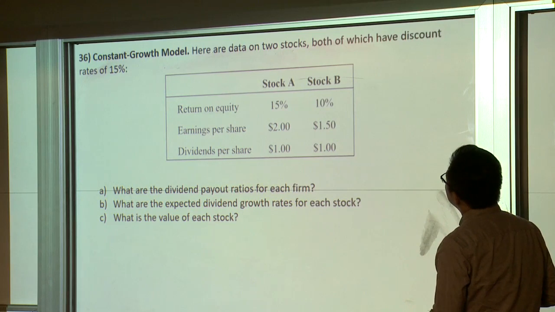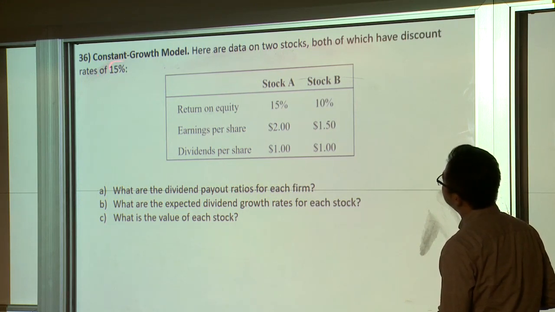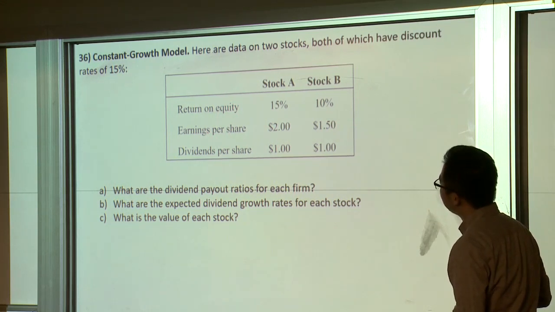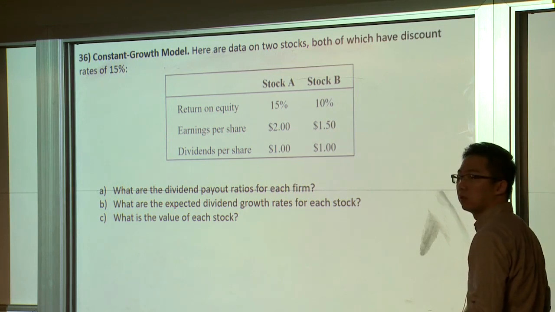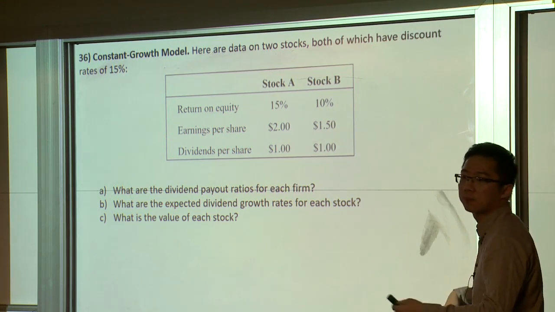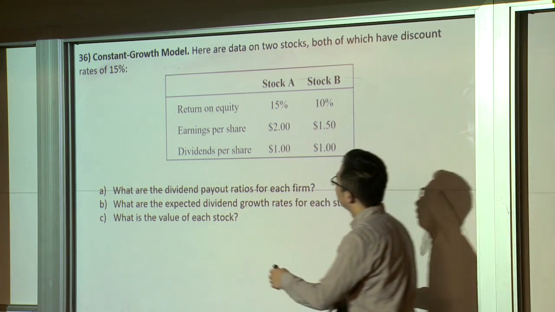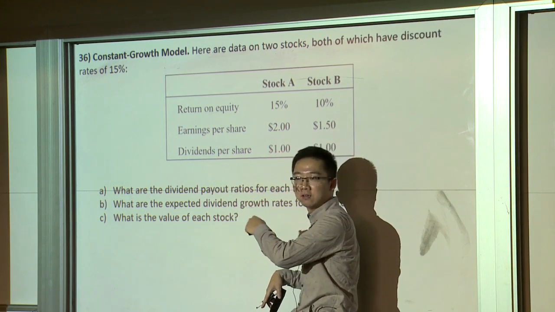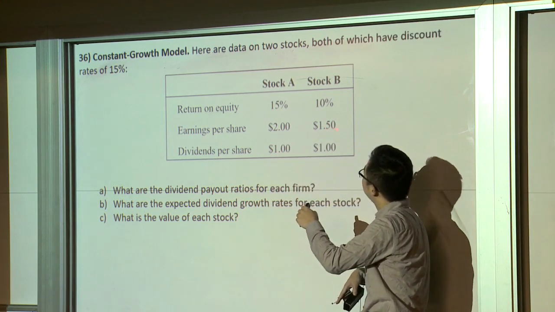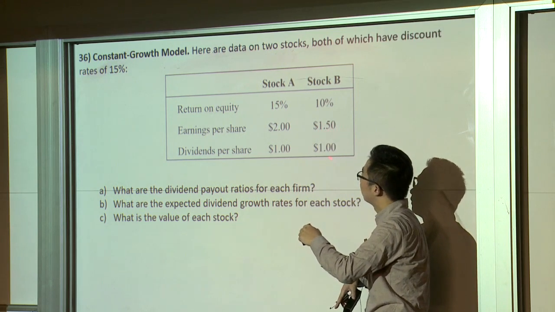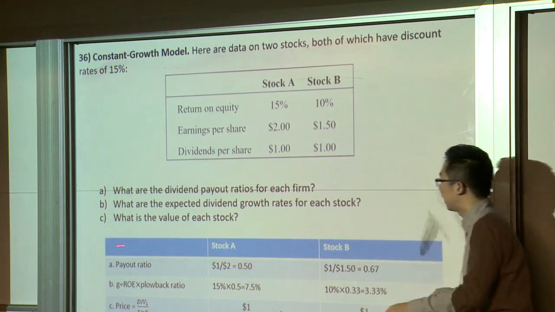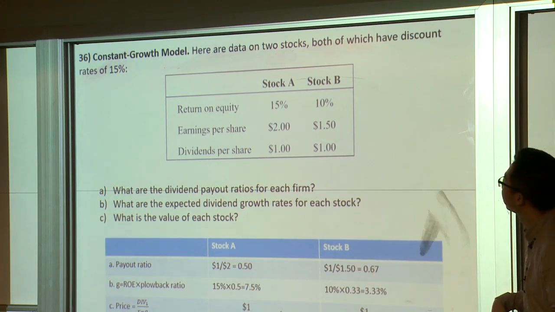Here is data on two stocks, both of which have a discount rate of 15%. Stock A, stock B, ROE, earnings per share (EPS), and dividend per share. So what is the dividend payout ratio for each firm? The fraction of earnings that is paid out as dividends to investors. Total earnings are $2 per share, and the dividend per share is $1, so 50%. The total earnings for the other stock is $1.5 per share, and the dividend per share is about 67%. Good. So the payout ratios are 0.5 and 0.67.